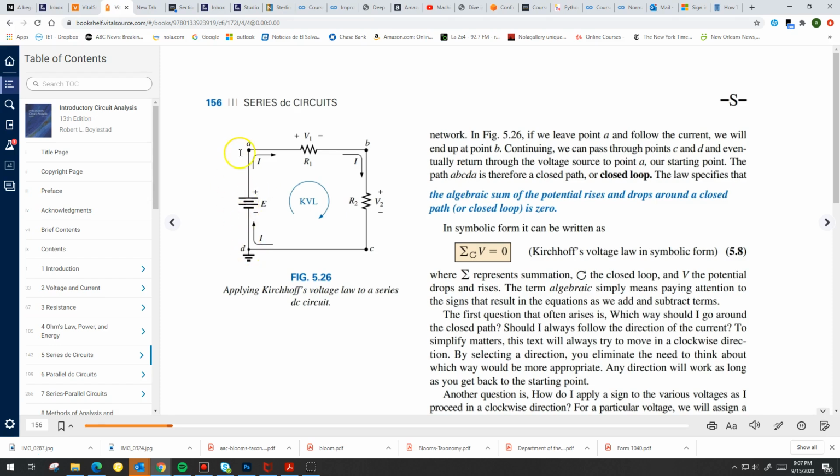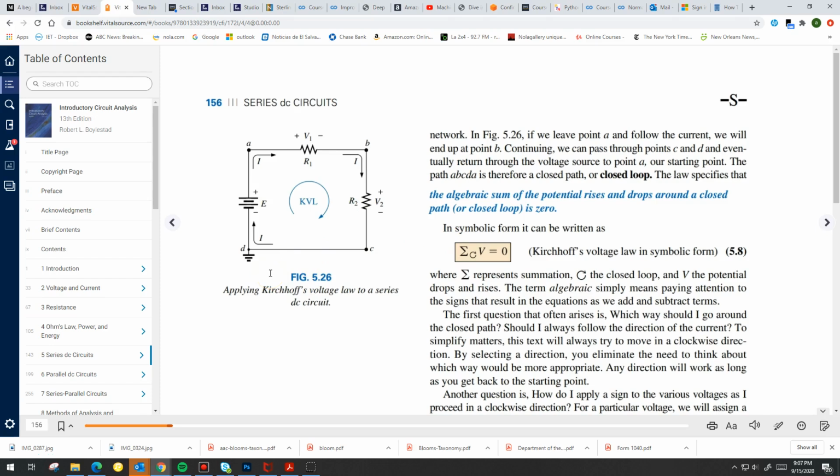Some of those are gains, some of those are drops, depending on the polarity. The voltage from D to A is a gain. The voltage from A to B is a drop. From B to C is another drop. So the sum of all the voltages, the algebraic sum, meaning I'm taking the signs into account, is going to be equal to 0. Now, the rule applies in any direction, okay? But you always have to pick a direction and stick with that direction until you close the loop.